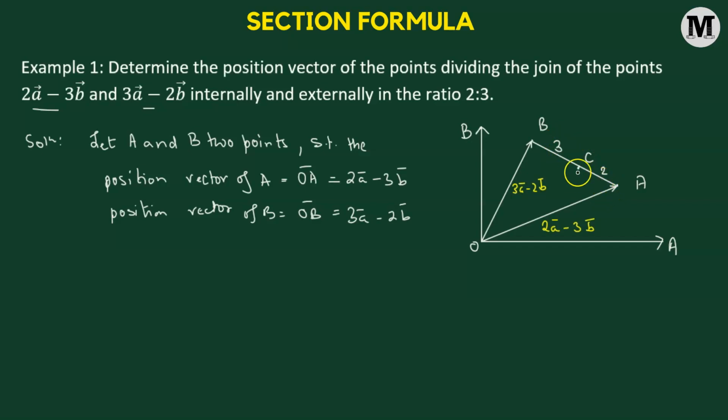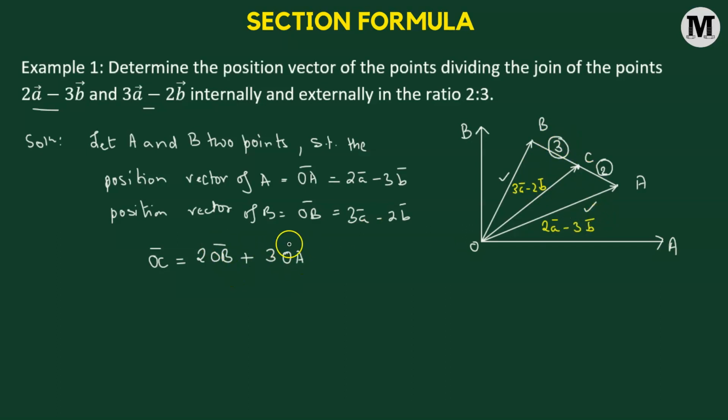Fine. Now our goal will be to find the position vector of this point C, meaning we need to find vector OC. Now all we have to do is consider this value 2. The 2 will get multiplied to the position vector of OB, added to 3 times, so 3 will get multiplied to the position vector of OA.